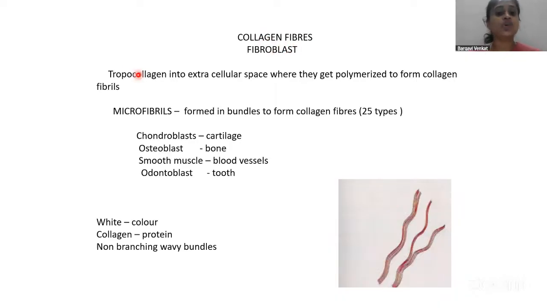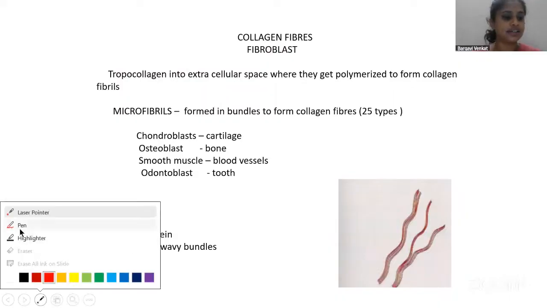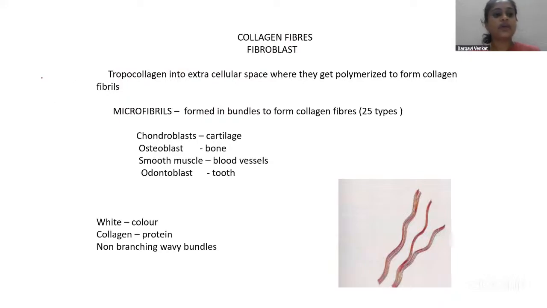They release tropocollagen. Tropocollagen is a protein which is basically made of three groups of collagen chains which intertwine together to form triple helical structures, like this. In a three-dimensional image, you can see these triple helical structures. As they release, the tropocollagen will get polymerized to form collagen fibrils. So these are your collagen fibrils.